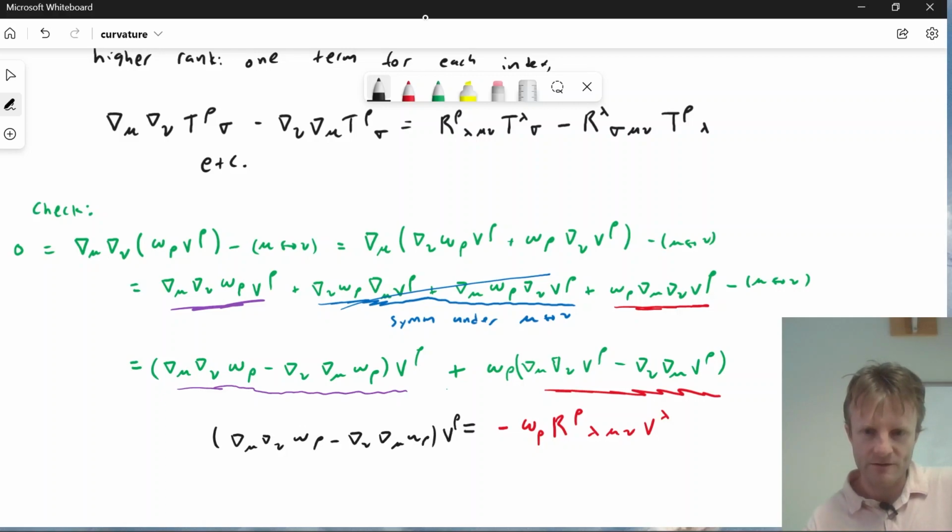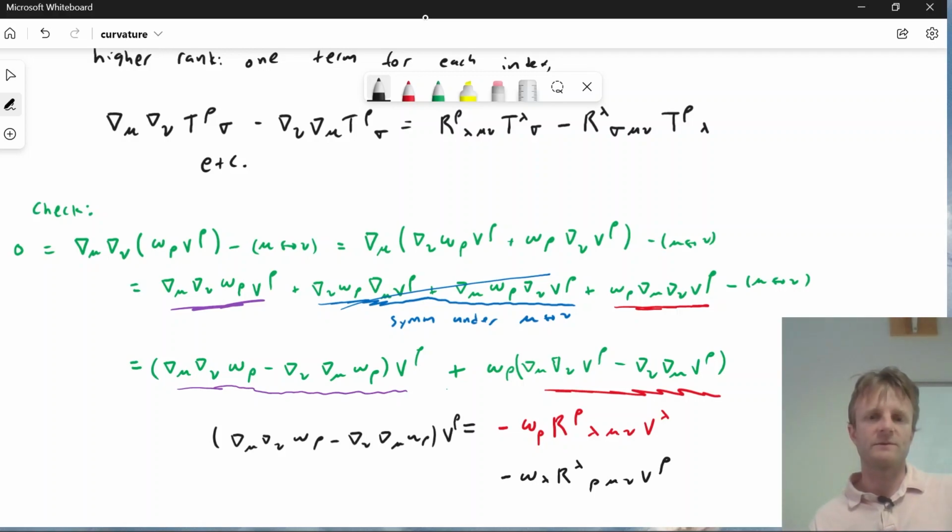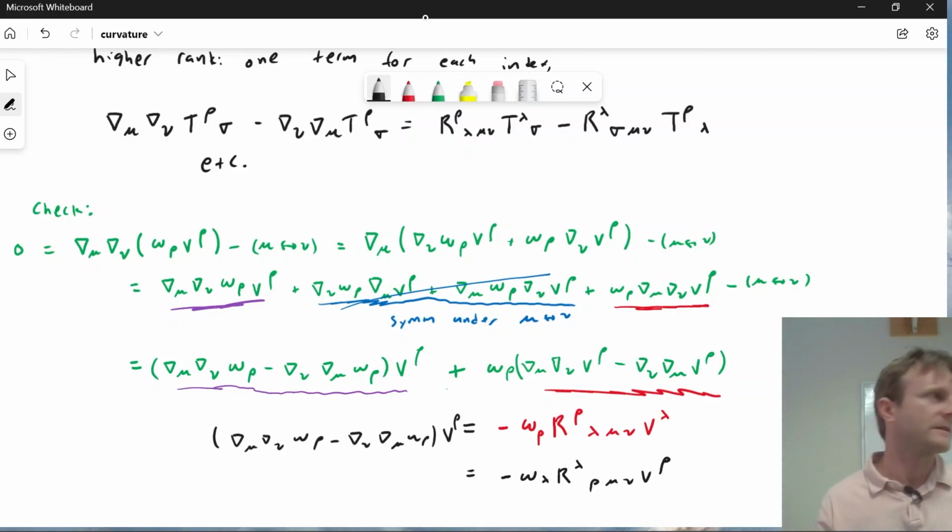So it should now be obvious. This has to hold for any vector V. So maybe to make it obvious, I'll switch indices here. I'll write this as minus ω_λ R^λ_{ρμν} V^ρ. That's just relabeling indices. And so now you see the V^ρ multiplying both sides, but we want this to hold for any V^ρ, not just some specific V^ρ.